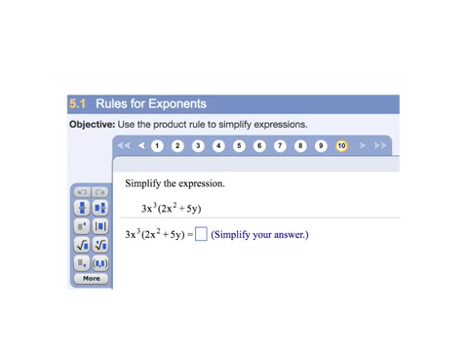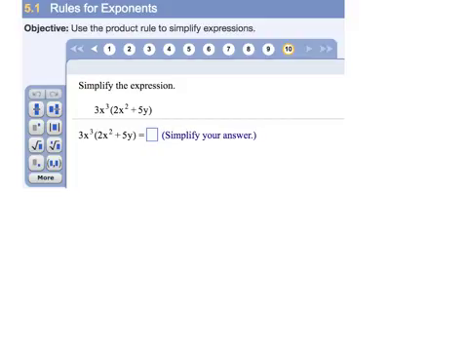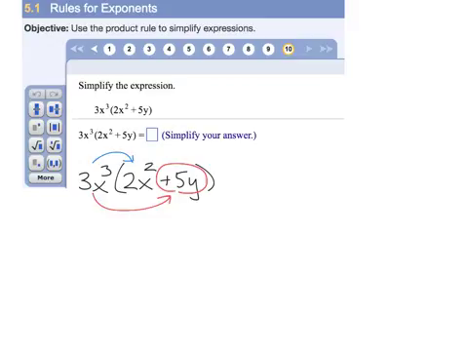All right, last problem just gets a little bit bigger, but it's the exact same kind of concept. So you've got 3x cubed times the quantity 2x squared plus 5y. So this is another perfect example of the distributive property. So you're going to do 3x cubed times 2x squared. Then you're going to do 3x cubed times positive 5y.